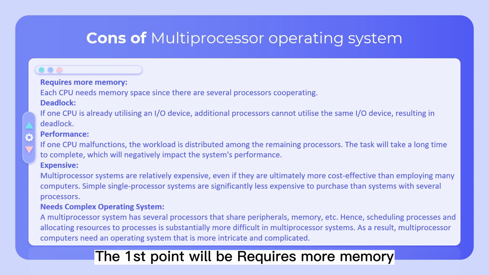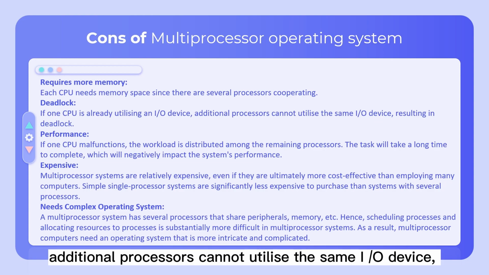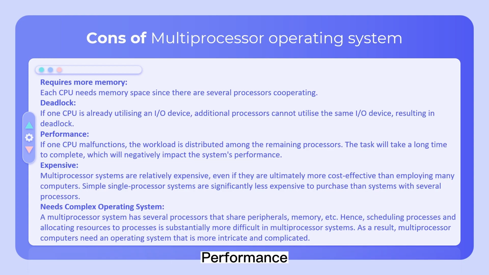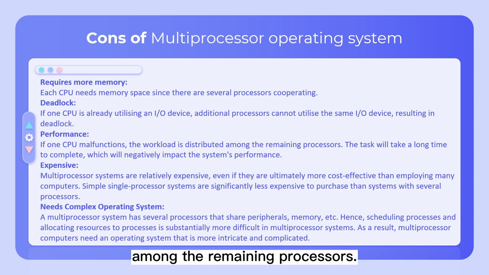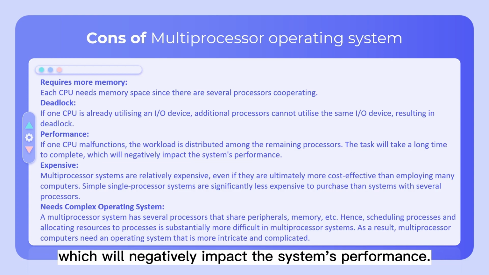The first point is that it requires more memory, which CPUs need since there are several processors cooperating. Second, the deadlock. With one CPU already utilizing the I/O device, an additional processor cannot utilize the said I/O device, resulting in the deadlock. Third, the performance. With one CPU failing among multiple, the workload is distributed among the remaining processors. The task will take a long time to complete, which will negatively impact the system performance.